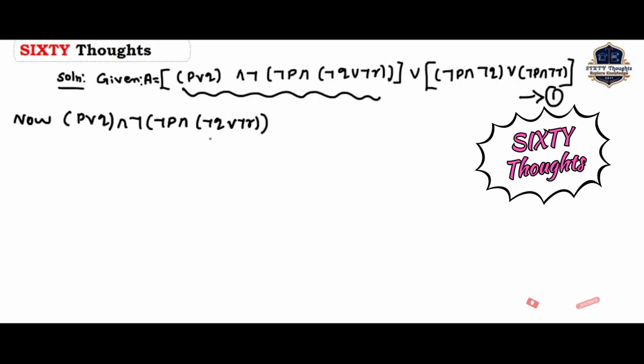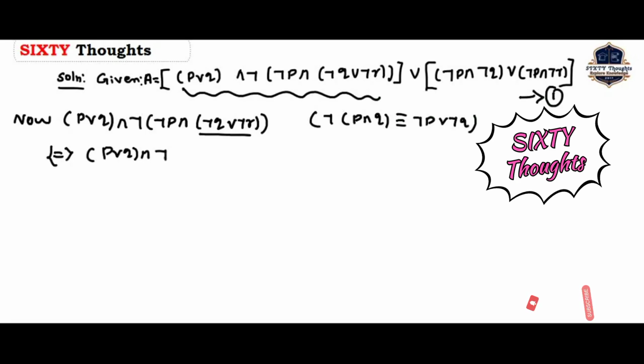Okay. So here first I am going to simplify this term by using De Morgan's law. What is De Morgan's law? Negation of P and Q is equal to negation P or negation Q. So using De Morgan's law, I am going to simplify this. Therefore it is equivalent to Q and negation of negation P, and we can write this as negation of Q and R.